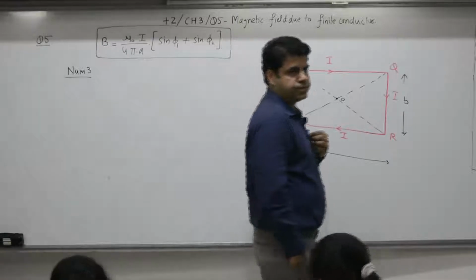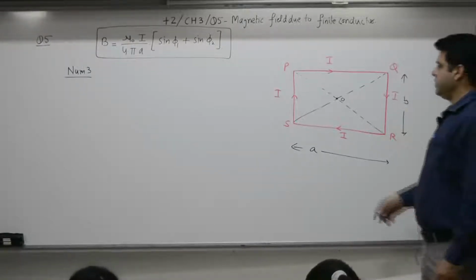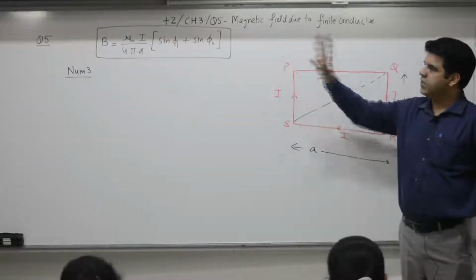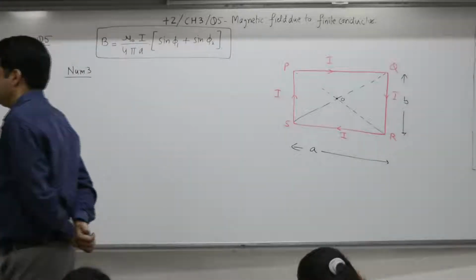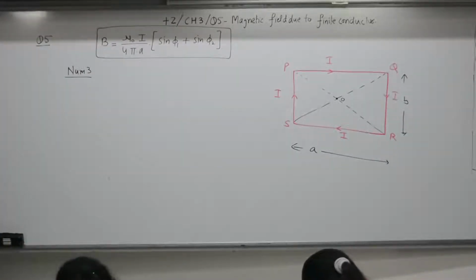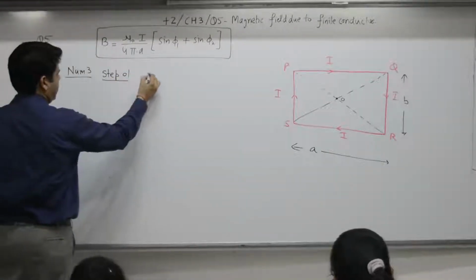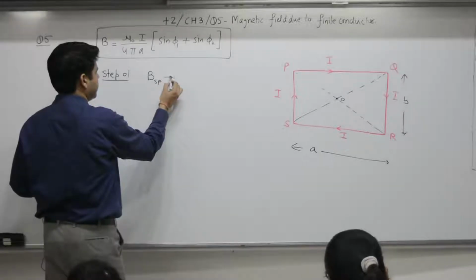Use this. Hint: find the magnetic field due to this part SP first. Focus only on this part for which the formula is written. Two minutes to try. Step 1. Find the magnetic field due to this part only, that is due to SP only.